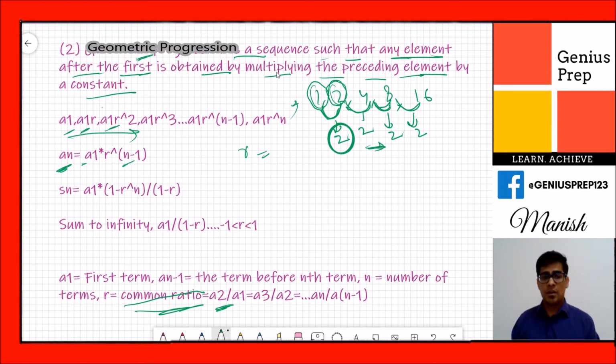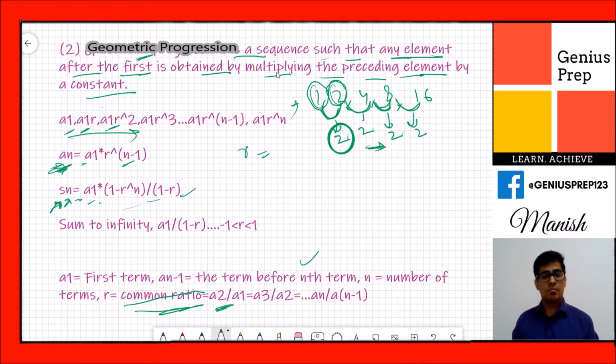And then n is the number of terms, a1 is the first term, and this is for the nth term. Now when we have to sum, if the question asks for the summation of 10 terms, like we have solved earlier, in this case we will use this formula: a1 multiplied by 1 minus r raised to n, divided by 1 minus r.